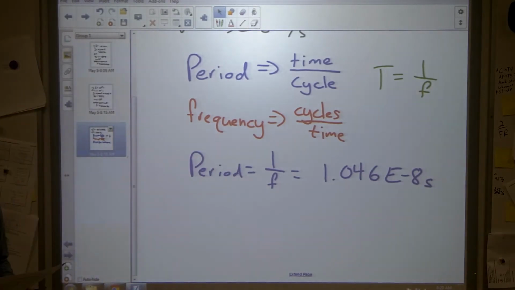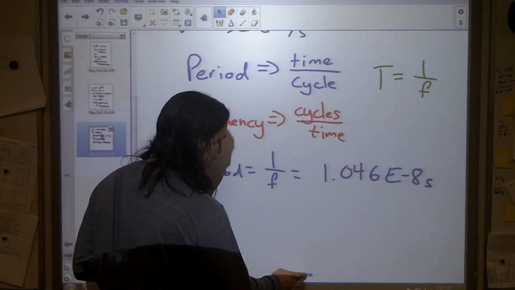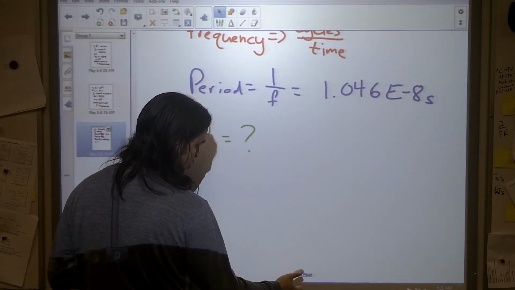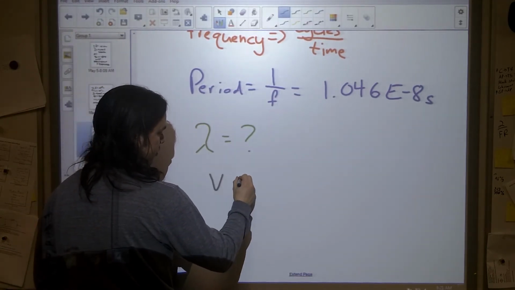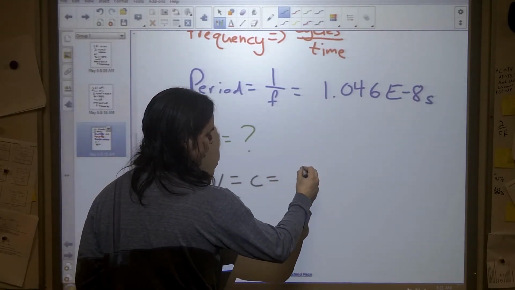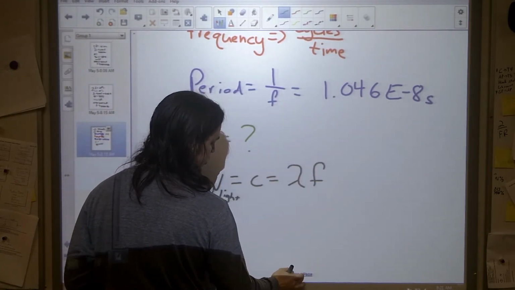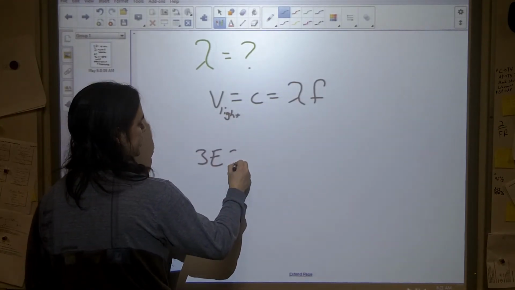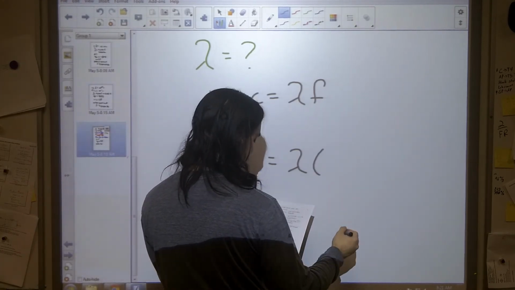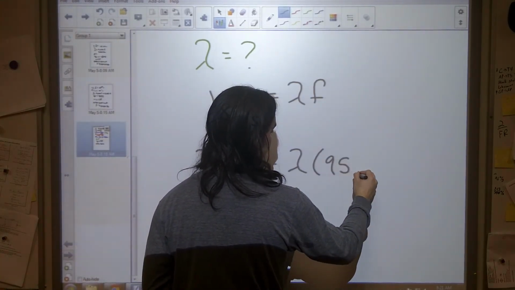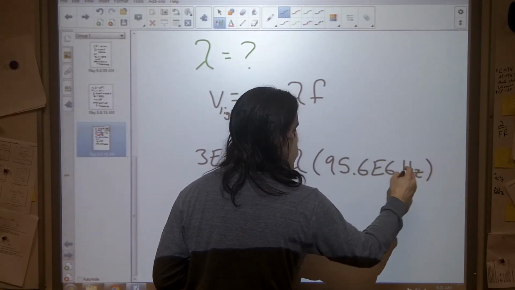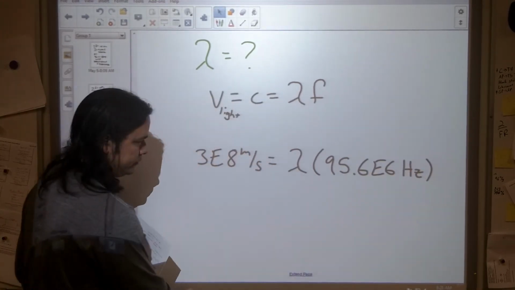Now, the second part that we're going to look at, they ask, find the wavelength of this wave. Okay, great. Well, we're going to use the equation that we've done before. The speed of this wave, which is light, is going to be equal to the wavelength times the frequency. So we get 3 times 10 to the 8th meters per second equals our wavelength times our frequency, which we said was 95.6 times 10 to the 6th hertz, megahertz.